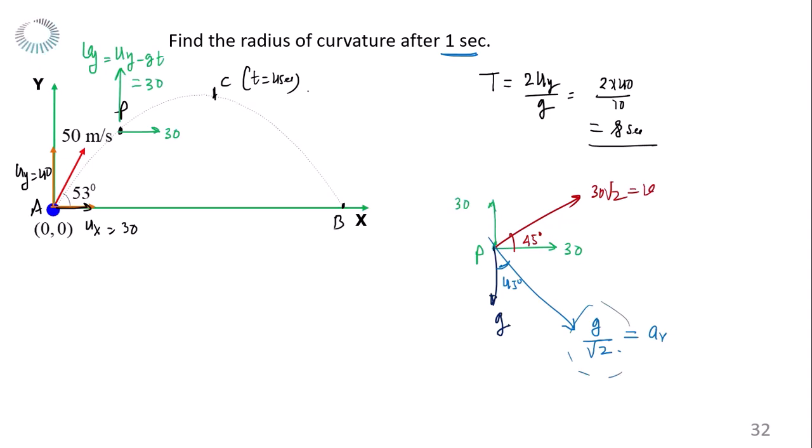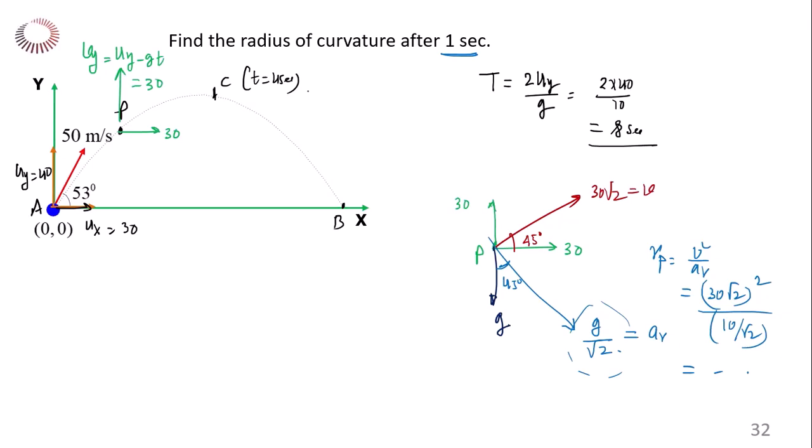Understood? So the radius of curvature at point P should be equal to V square by AR. What is V square? 30 root 2 whole square, divided by AR. AR means g by root 2, which means 10 by root 2. Simplify it and you get 180 as the answer. That is the value of RP at that point.